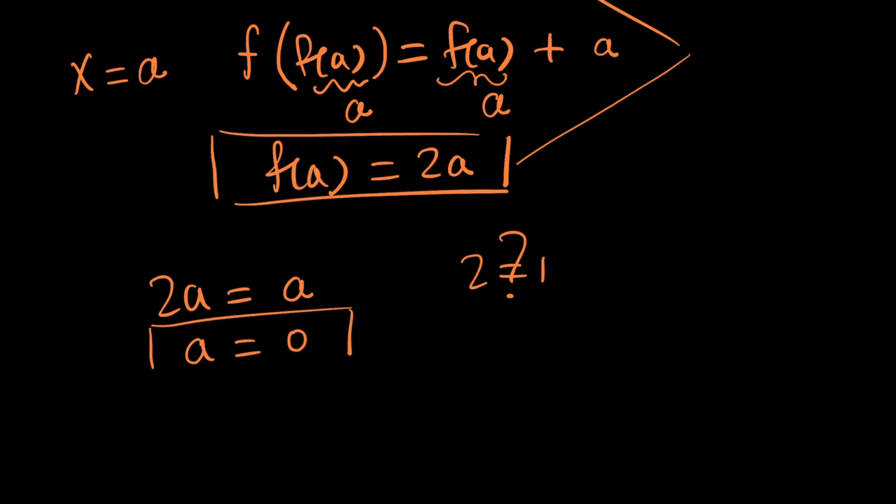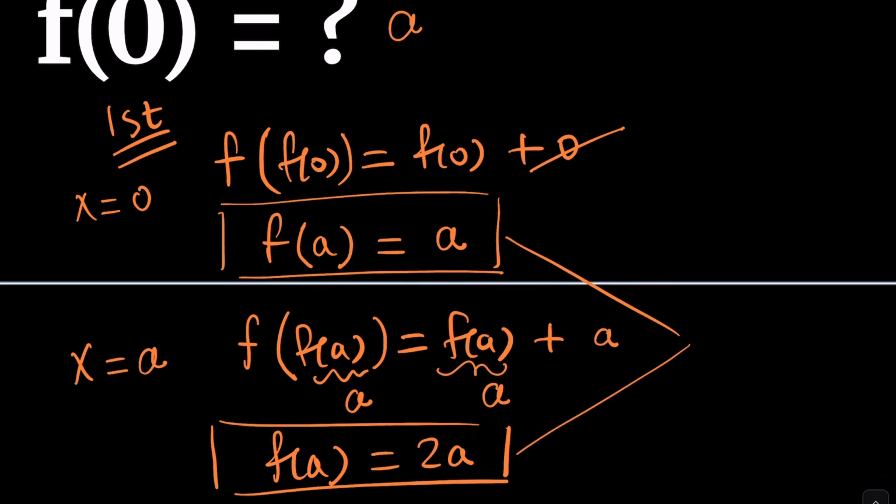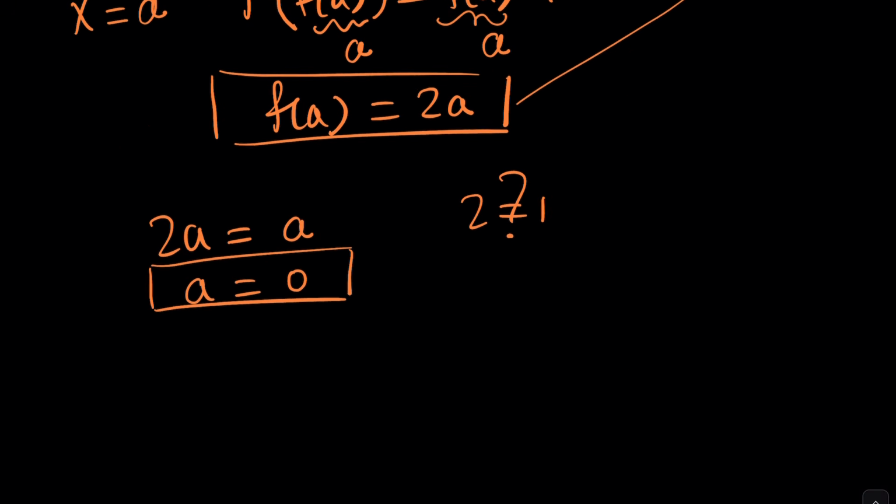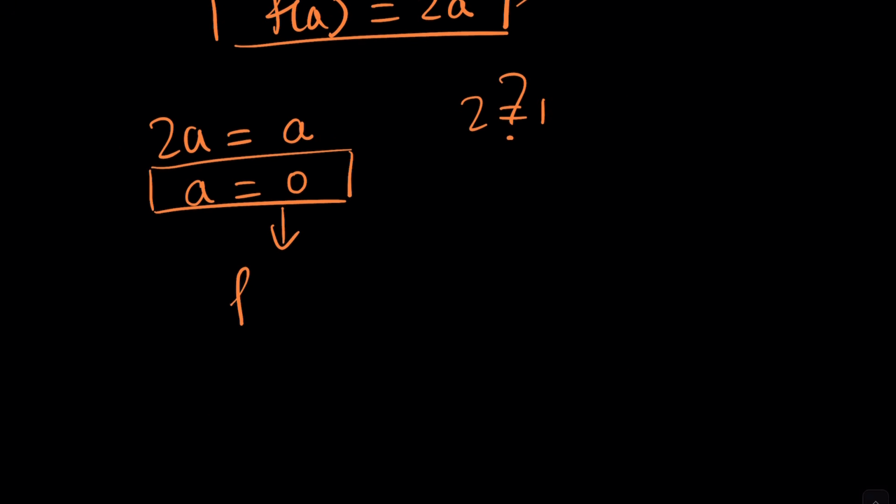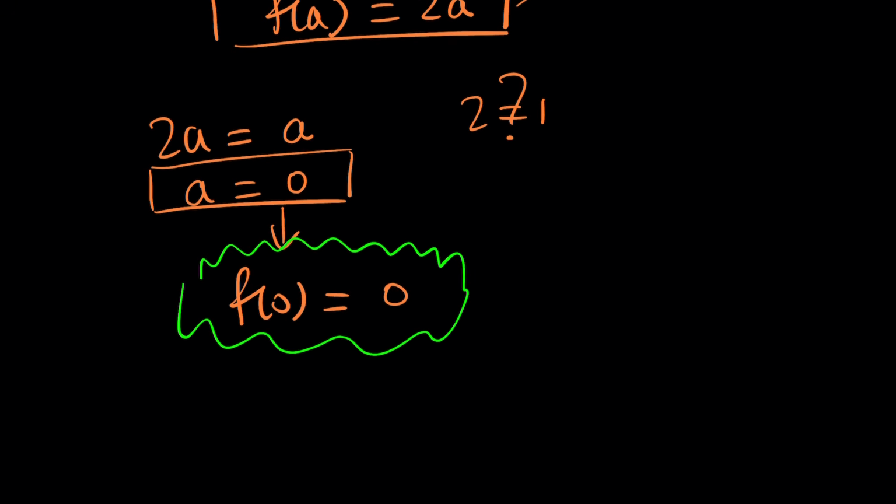Easy, right? And what was I looking for? I was looking for f of 0, and f of 0 happens to be a. So we got the answer. This means f of 0 is equal to 0. Wow, really? Okay, now I want you to think about this. What would you do if they asked for f of 1? Would you be able to find it?